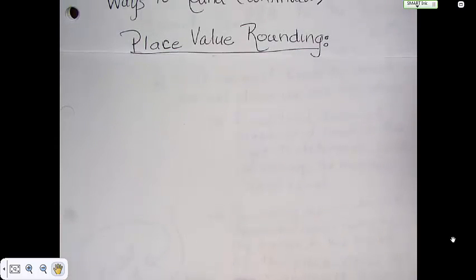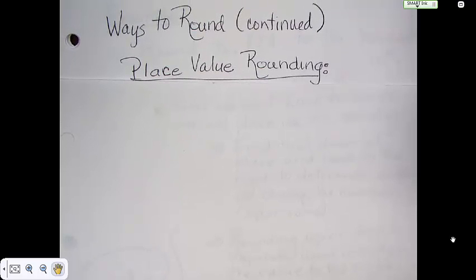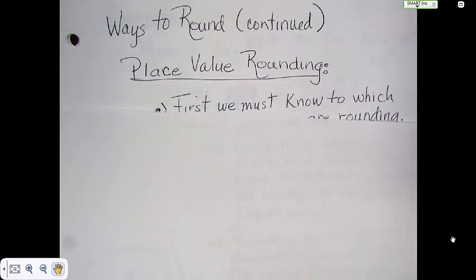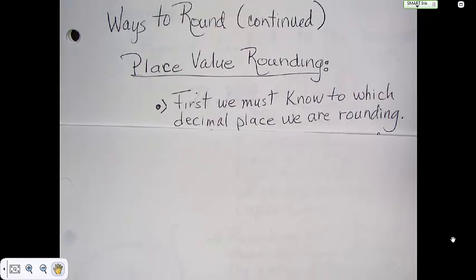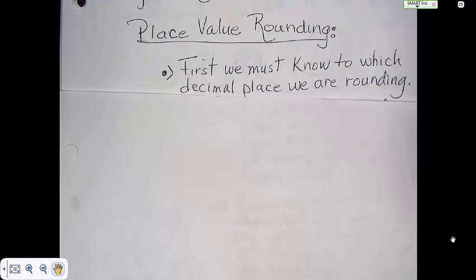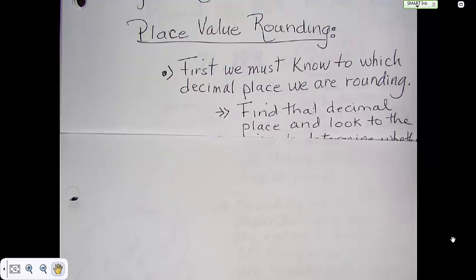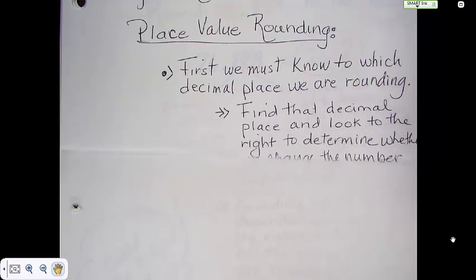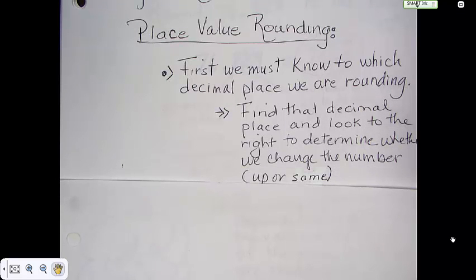Okay, so ways to round continued. Place value rounding, that's another way to round. Place value is when you're given a specific place value that the number is to be rounded to, and then you look to the right of that base value to see if it's a 5 or larger. So first we must know which decimal place we are rounding to. Find the decimal place and look to the right to determine whether we change the number up or leave it the same.